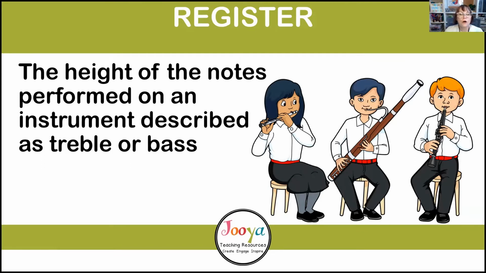Register simply means the height of the notes performed on the instrument, described as treble or bass. You can go deeper: upper treble, mid treble, lower treble. Same with bass: upper bass, mid bass, lower bass. Looking at these little instruments here, we've got the piccolo, which would be upper treble. We've got the bassoon, which would be mid to low bass, depending on what they're playing. And then we've got the oboe, which sits in the middle section, low treble to mid treble, depending on what notes they're playing. But if you want to be simple, it's treble or bass that you're talking about.